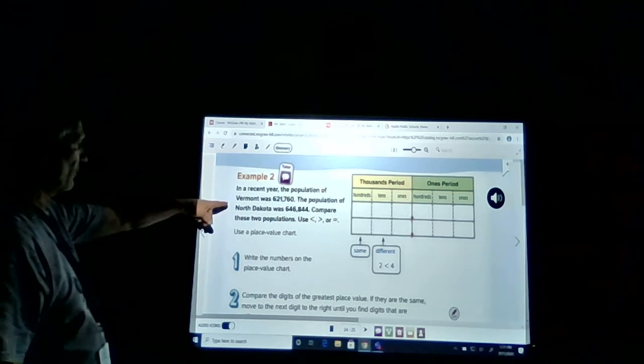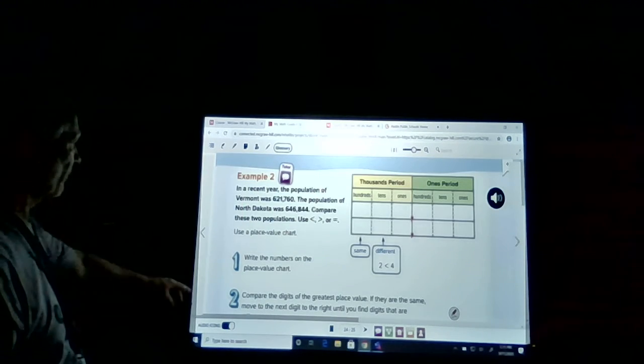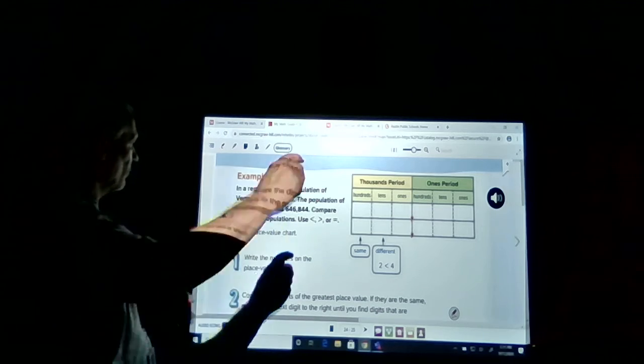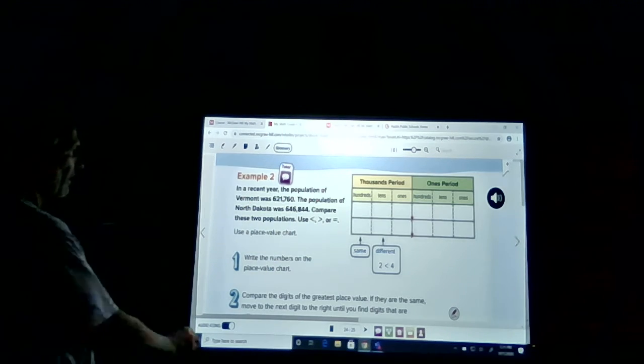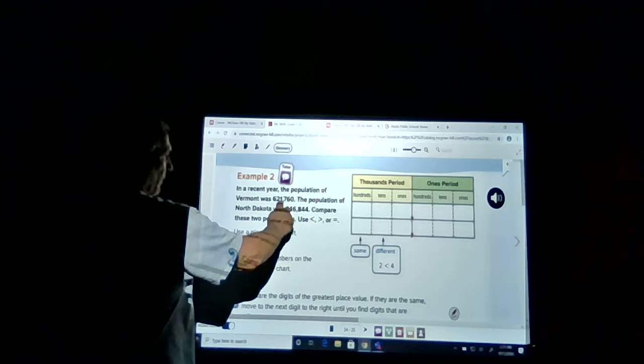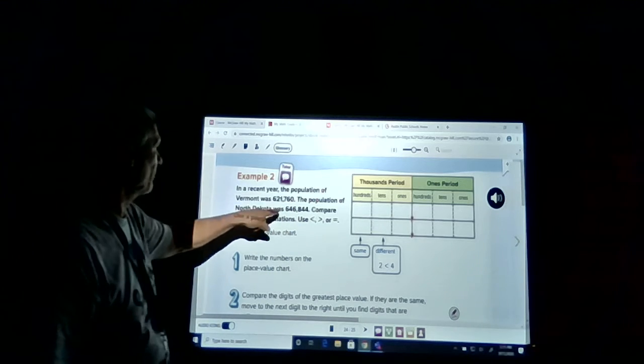North Dakota is close to Minnesota, touches the border. Vermont is all the way to the east coast. You learn states in 4th grade. Here's two of them. They have a population. How many people are there? That's what population means.